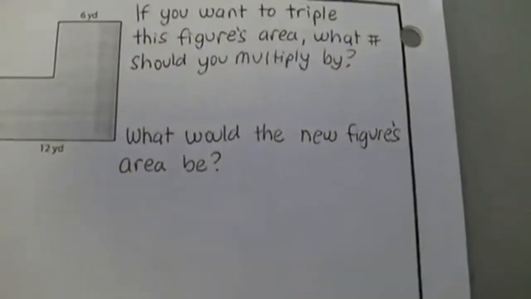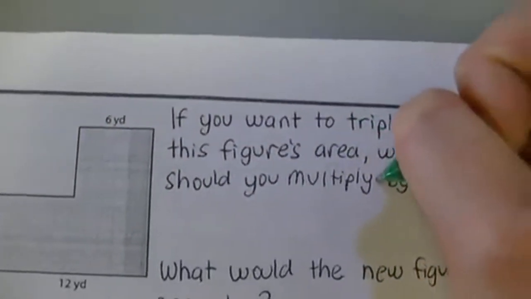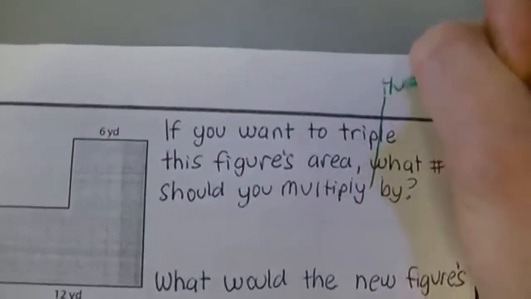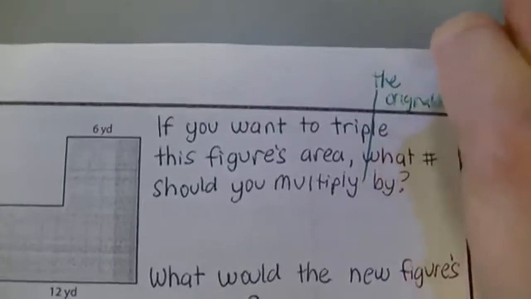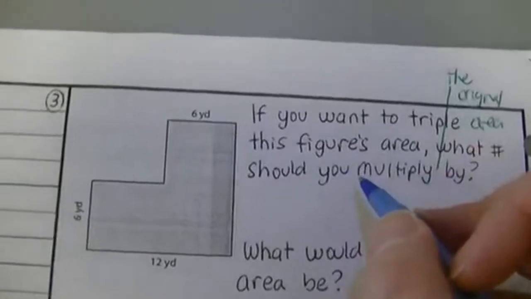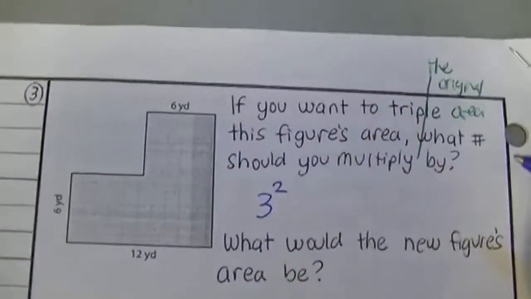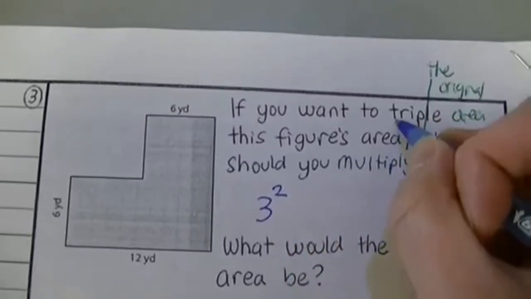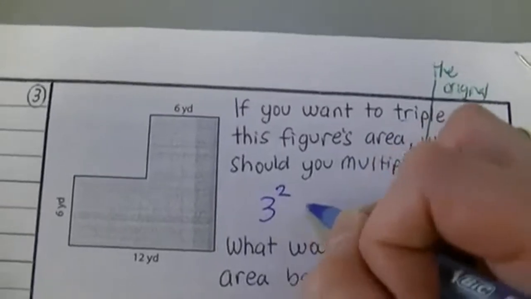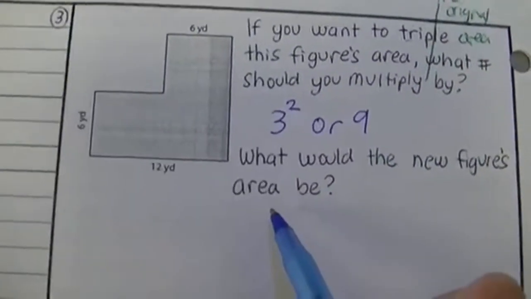If you want to triple this figure's area, what should you multiply the original area by? And I have a typo. You need to put, what should you multiply the original area by? Okay. So if we want to triple the area, we need to multiply it by the scale factor to the second power. There's a scale factor, you want to triple it, so 3 squared is 9. Okay. So what would be the new figure's area?